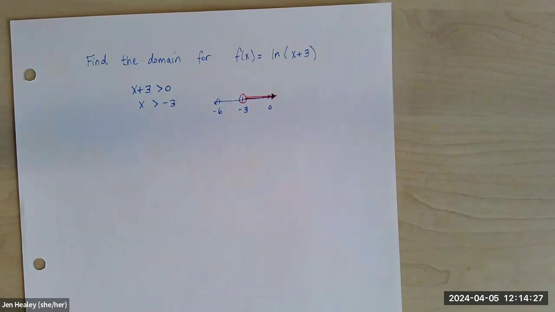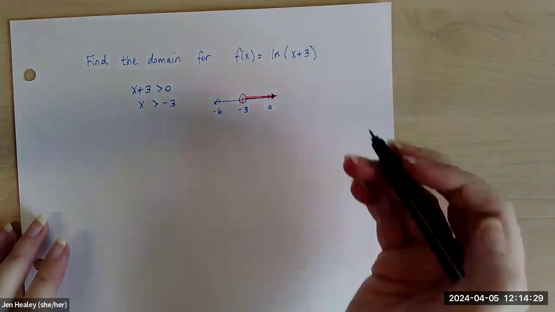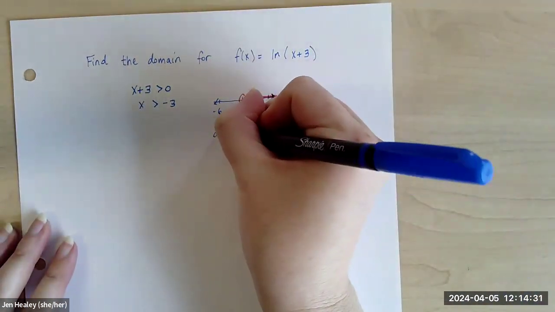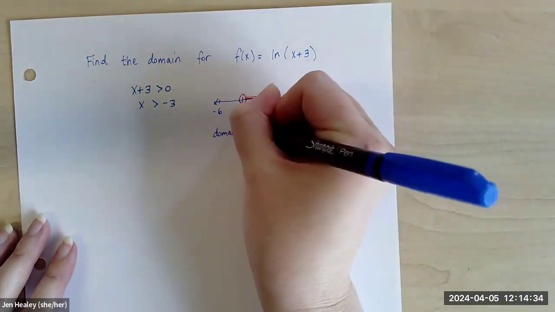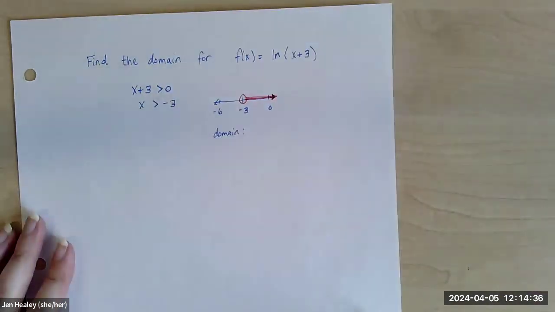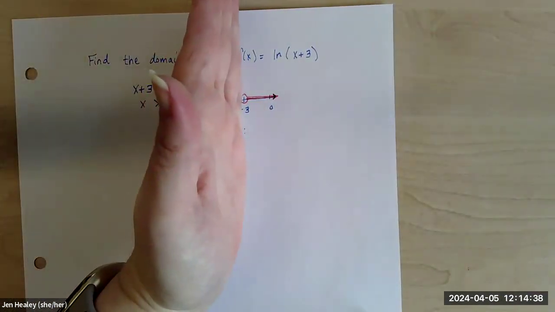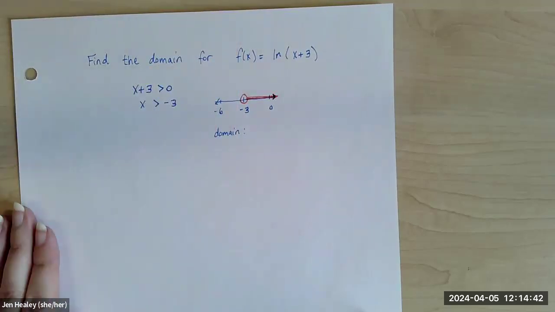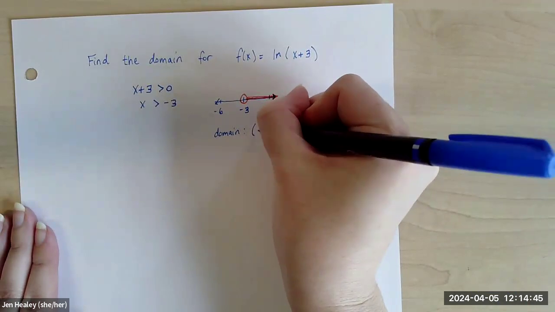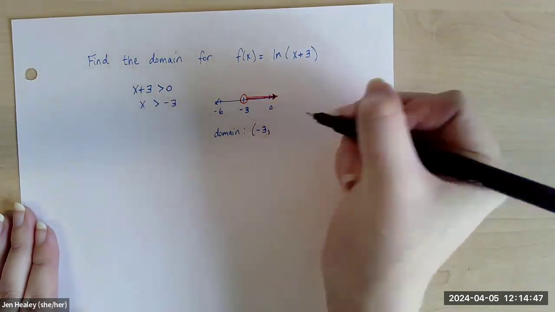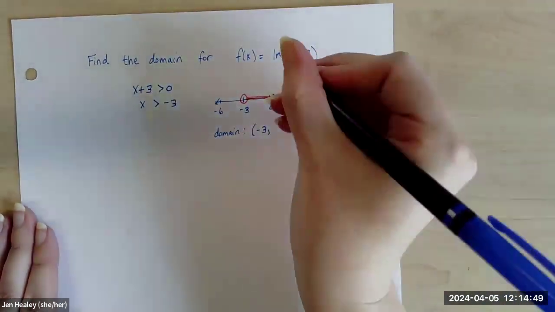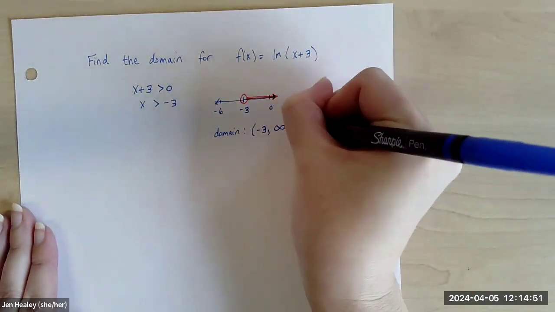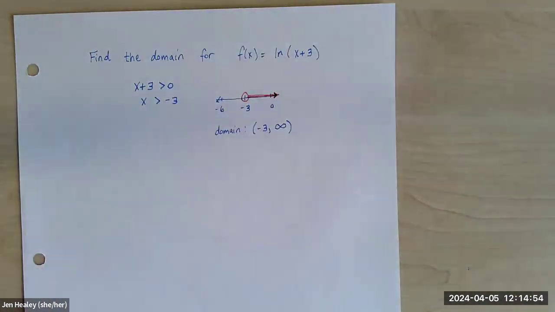I like to sometimes make a number line because it helps me do the interval notation part for my domain. We always write from left to right. The first thing that is part of my domain starts at that -3, but we're not including the -3, so it's going to get parentheses. And then it goes all the way to positive infinity. So that's how I would account for it if it's that kind of problem.